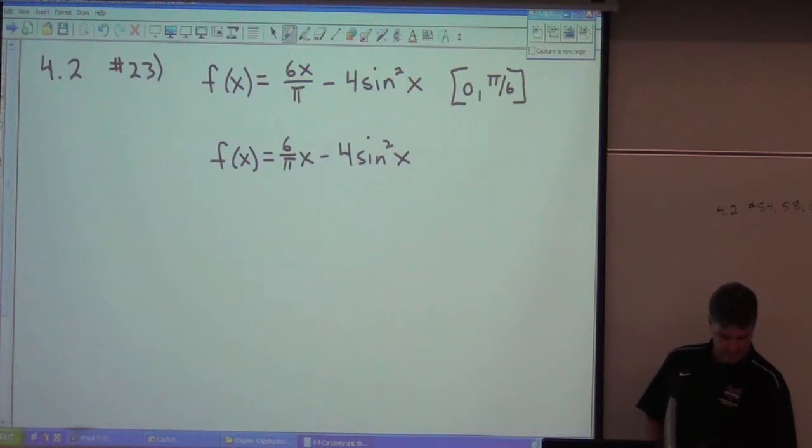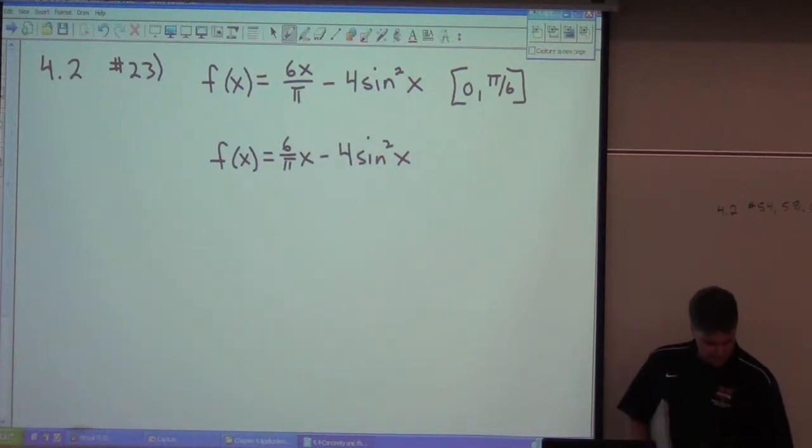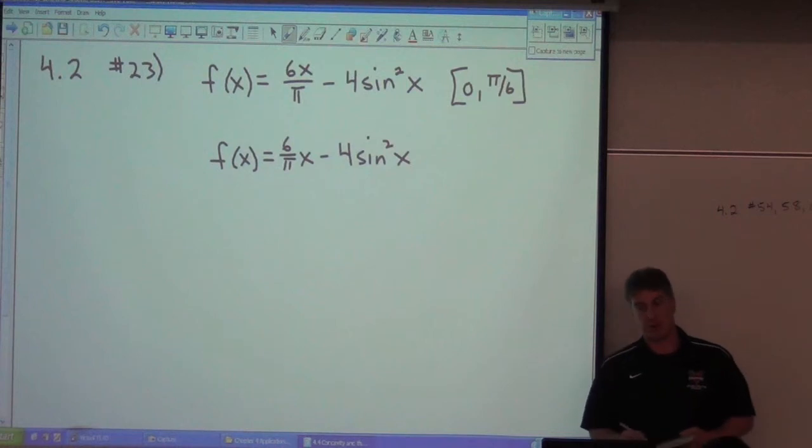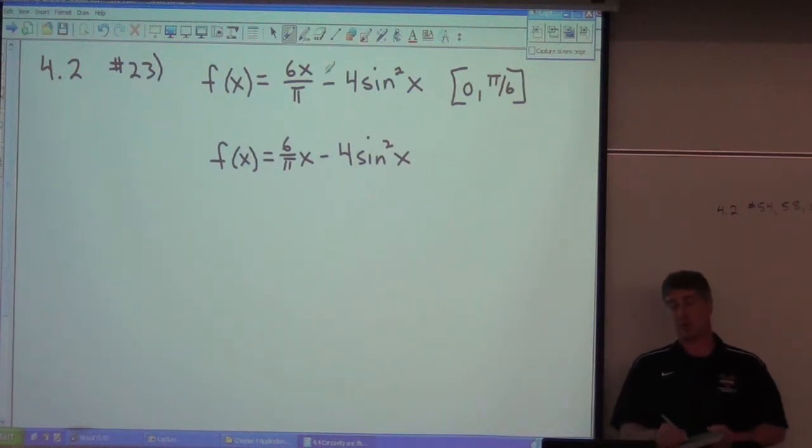Yeah. So these say determine whether Rolle's theorem can be applied, and if it can, find the value of c in the open interval such that the derivative is 0. So the first thing we got to check is, is f of 0 equal to f of pi over 6, and is this continuous and differentiable? It is continuous and differentiable. And let's see, f of 0. If we put 0 there, we get 0.